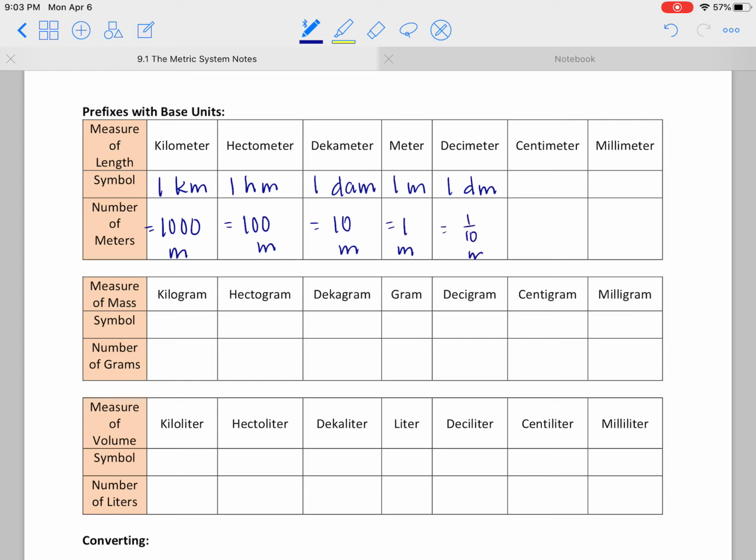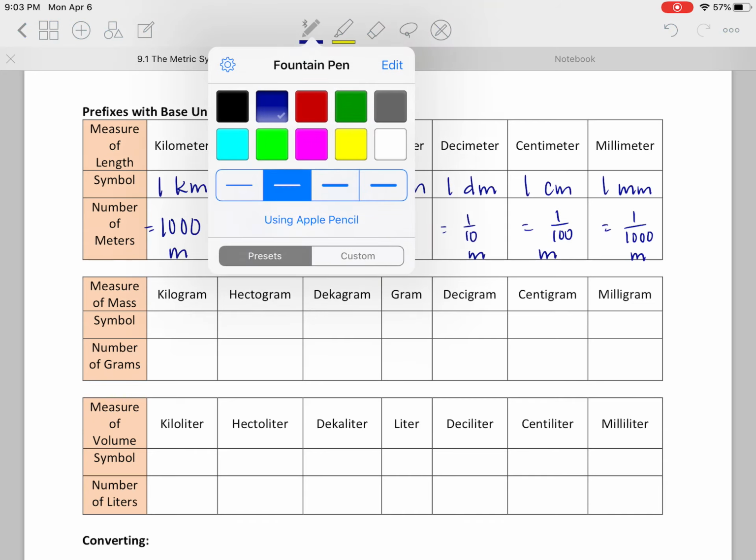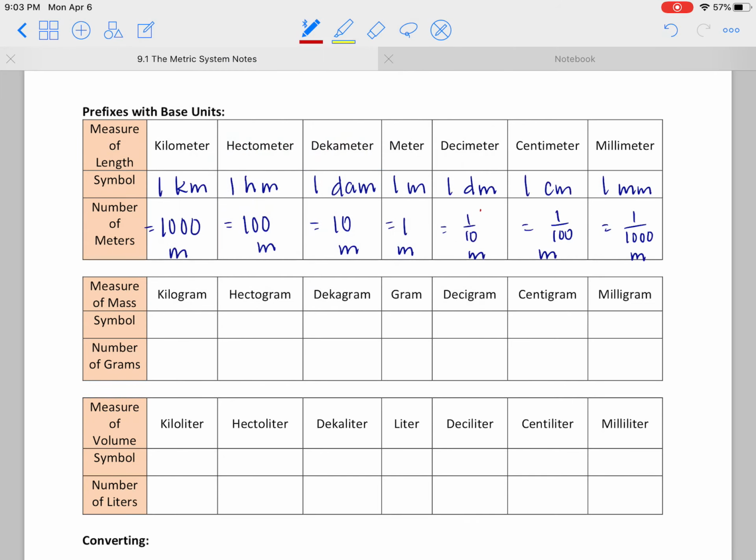Decimeter, so 1 decimeter is just going to be dm. That would be 1/10 of a meter. If we had 1 centimeter, that would be 1/100th of a meter. So we're getting smaller. And then lastly, if we had 1 millimeter, then we would have 1/1000th of a meter. And then the decimal form of this, right, 1/10 of a meter would be 0.1 of a meter, or here would be 0.01 of a meter, or here would be 0.001 of a meter.